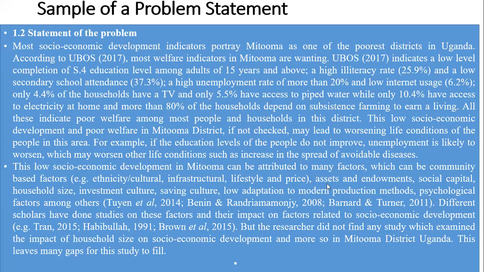According to you, each of you has a thinking of why some families remain poor or socially undeveloped. It may be because they don't have assets, they don't have endowments, they don't have the social capital. It may be because the size of the family they have is so big that it cannot allow them to invest. It may be.